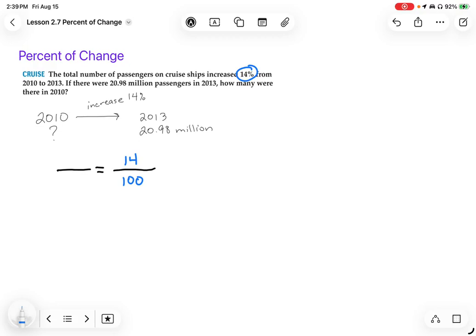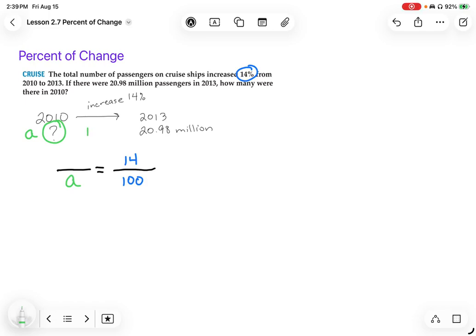But what's the first ratio going to be? What was the amount of change, and what was the original amount? Well, the original amount is the thing that we don't know. I have no idea what the original amount was. So that's going to be my variable. Let's call that A for amount. I do not know what the original amount was.